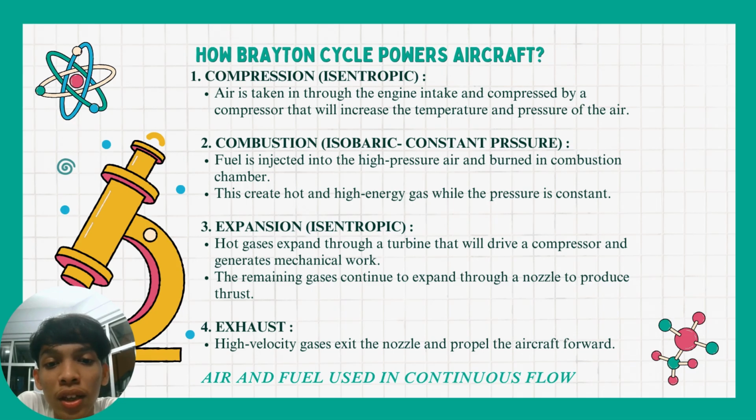Fuel is injected into the high pressure air and burned in the combustion chamber. This creates hot and high energy gas while the pressure is constant. For the next part, expansion, which is isentropic, hot gases expand through a turbine that will drive the compressor and generate mechanical work. The remaining gases continue to expand through a nozzle to produce thrust. And the last one is exhaust, where high velocity gases exit the nozzle and propel the aircraft forward.